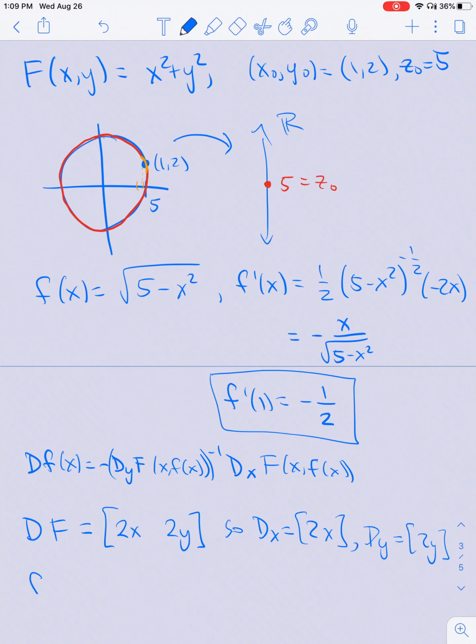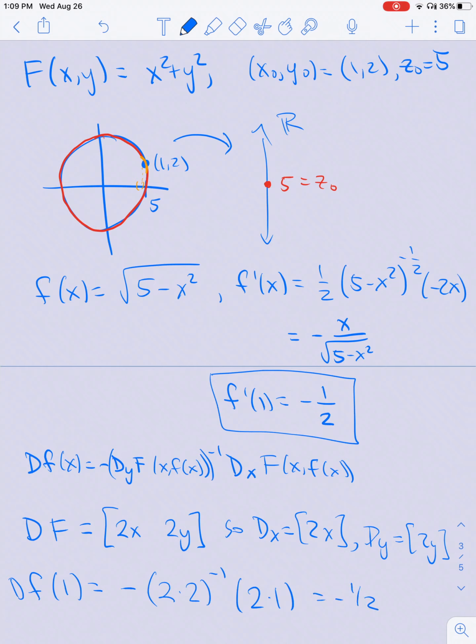And so if I compute what df at the point 1 is, it's going to be negative 2 times 2 inverse, times d_x, which is going to be 2 times 1. So this will be negative 1/2 as well.